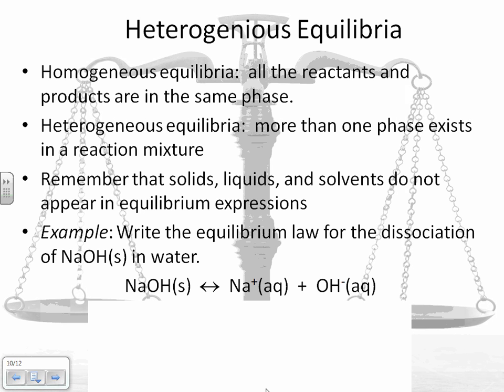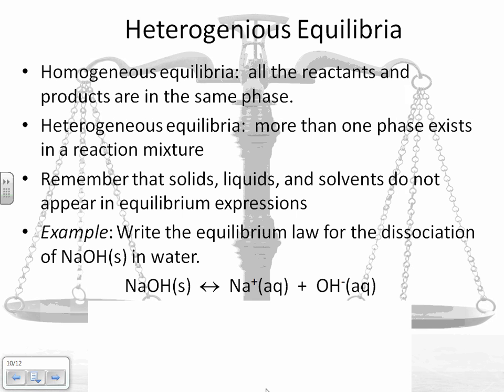All right, heterogeneous equilibria. Homogeneous equilibria is when all the reactants and products are in the same phase. So they're all aqueous, or they're all gases, or they're all in the same phase. In a heterogeneous equilibrium, there's more than one phase in the reaction mixture. So we have to take that into account when we do these equilibrium expressions. Remember what I said, solids, liquids, and solvents are usually in the form of a liquid, do not appear in the equilibrium expressions.